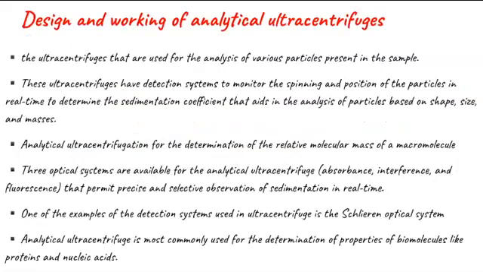Analytical ultracentrifugation is used for the determination of the relative molecular mass of a macromolecule. Three optical systems are available for the analytical centrifuge. One example of the detection system used in the ultracentrifuge is the Schlieren optical system. The analytical ultracentrifuge is most commonly used for the determination of properties of biomolecules like proteins and nucleic acids.